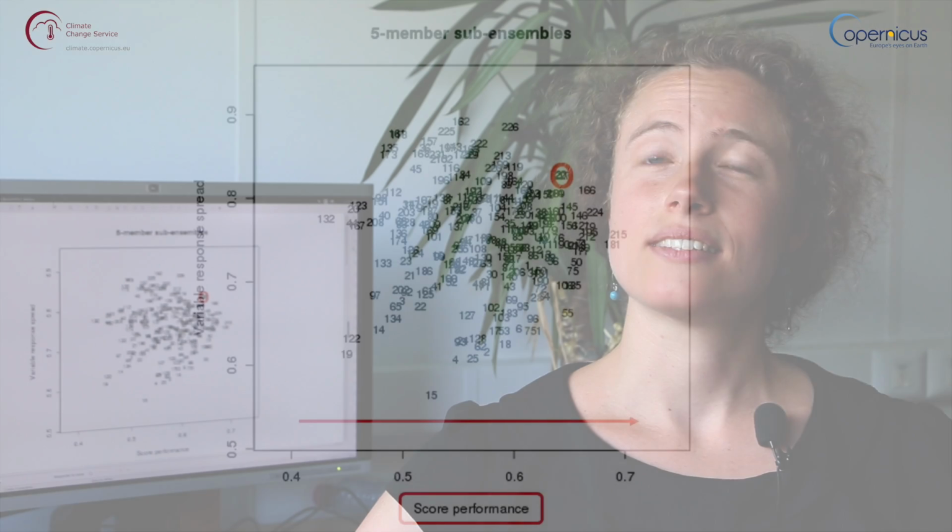The red circled sub-ensemble is selected because it is characterized by high metric values, but also because it limits the redundancy of global and regional climate models included in the sub-ensemble.